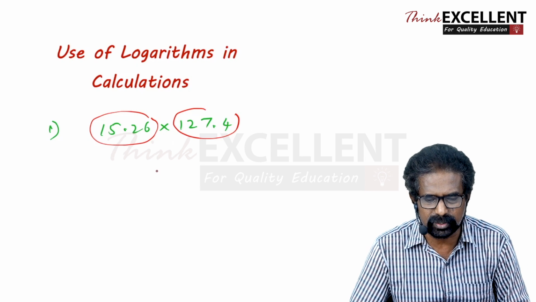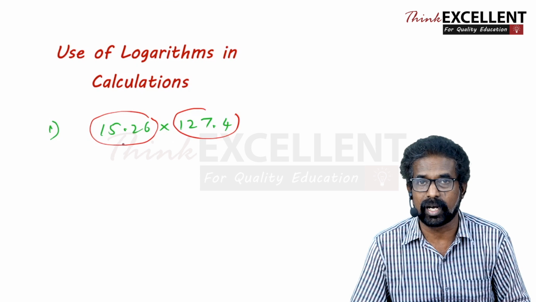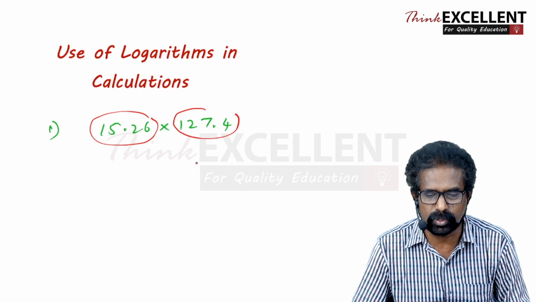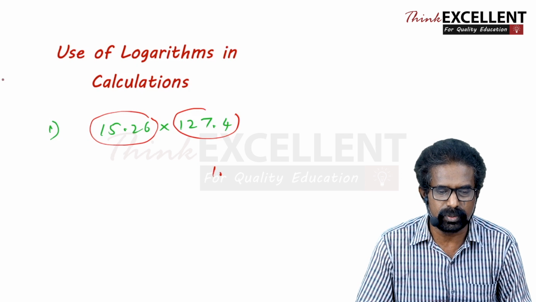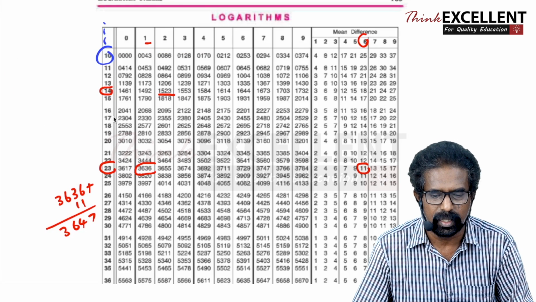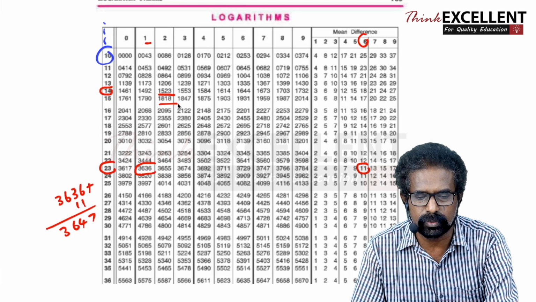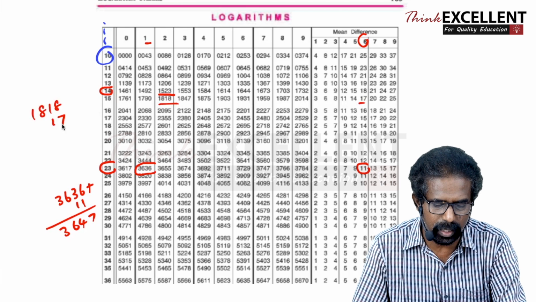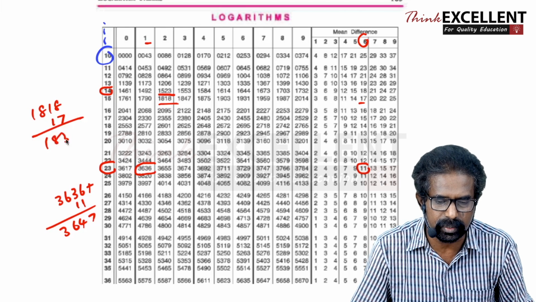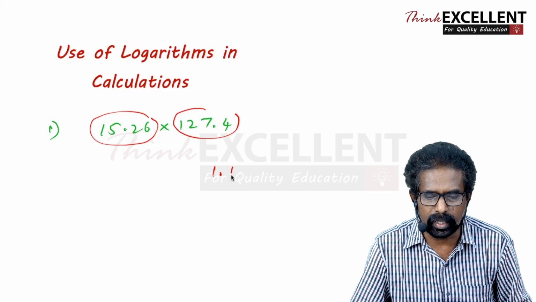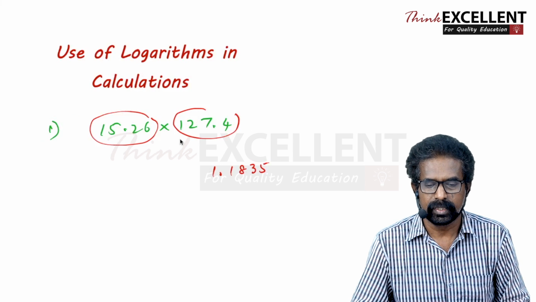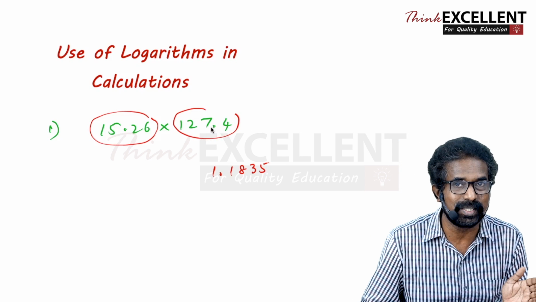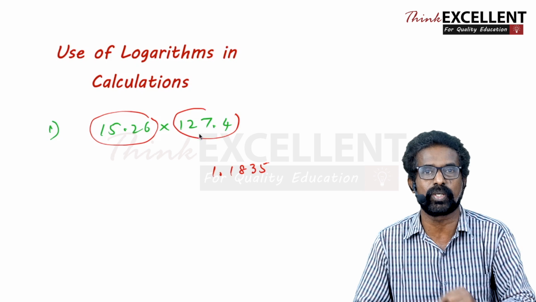So first you find the log of 15.26. All of you know how to find it. Before the point, 2 digits, so the characteristic is 1. 15 to 6, the logarithm of 15 to 6 is 1818, and you have to add 17, so 1835, right? 1835. The second number, 127.4. Before the point, you can see 3 digits. So what's the characteristic? There are 3 digits, so you write 2 point, right?